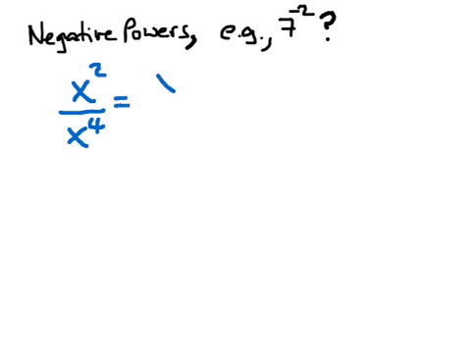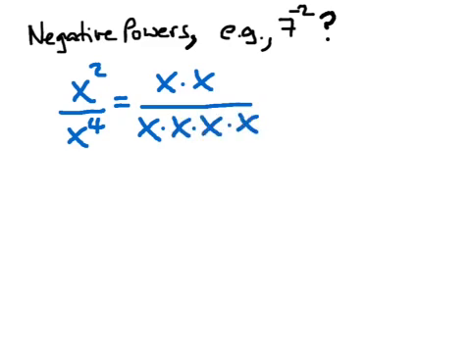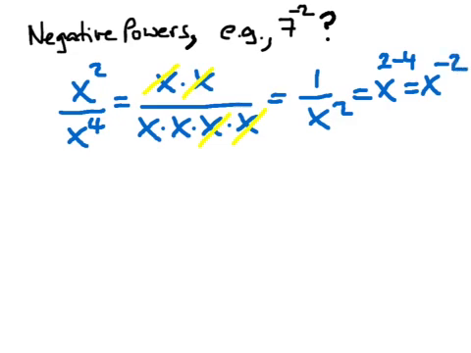If I was to spell this out, I would say I have x times x divided by x times x times x times x. And again, I could cancel this x with this x with this x. I'm left in the numerator with a 1, and I have 1 divided by 2 powers of x, so this is equal to 1 over x squared. But from our rules for powers, we also know how to write this out. We can write this as x to the 2 minus the power in the denominator, so it's 2 minus 4, so this is x to the minus 2.